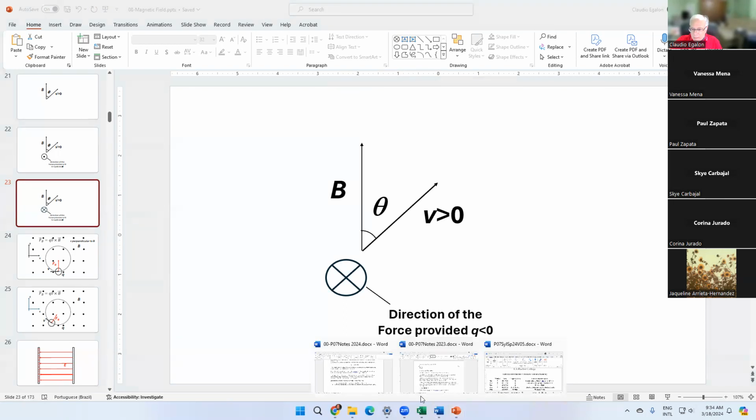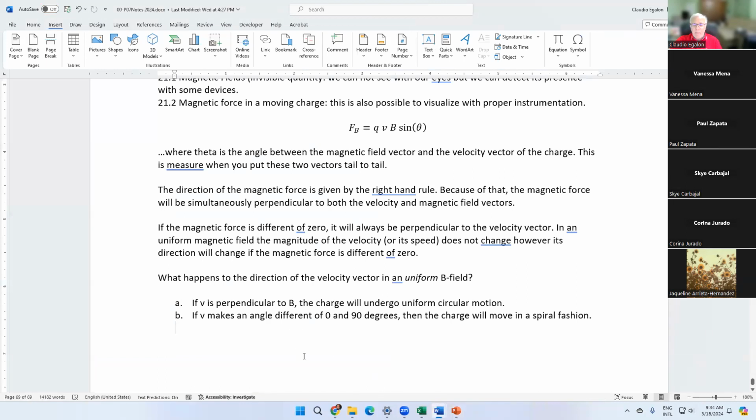So we can document here: if V makes an angle with B different from 0 and 90 degrees, then the charge will move in a spiral fashion along the B field line.